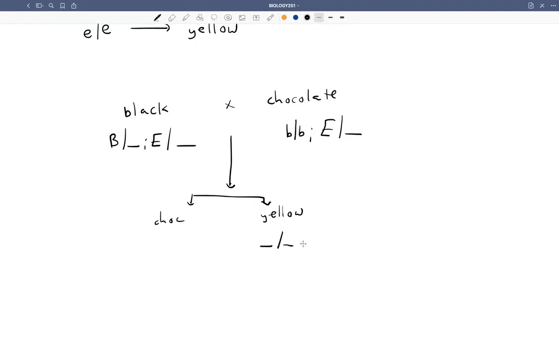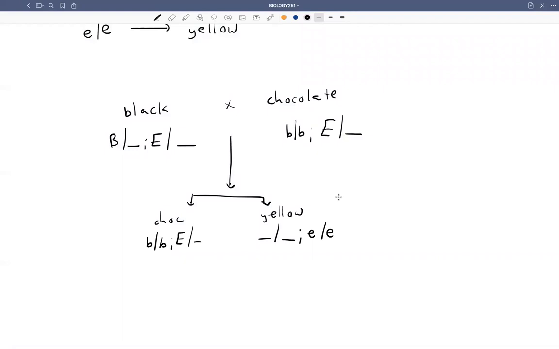The yellow lab doesn't matter what it has for the B gene, but it would be homozygous recessive for the E gene. The chocolate lab, as we've seen up top already, is homozygous recessive for the B gene, and heterozygous or homozygous, but at least one of these big E alleles. So can we use this information to figure out the genotypes of the parents? Think about that for a second.